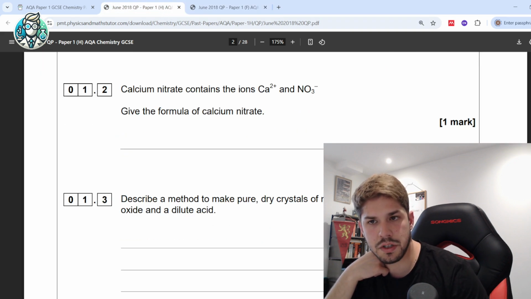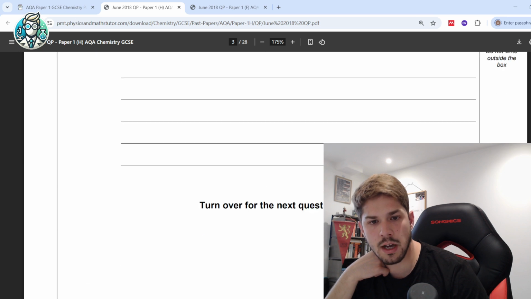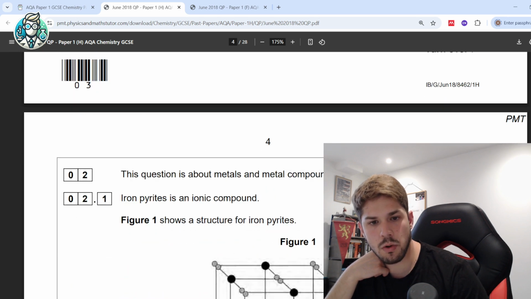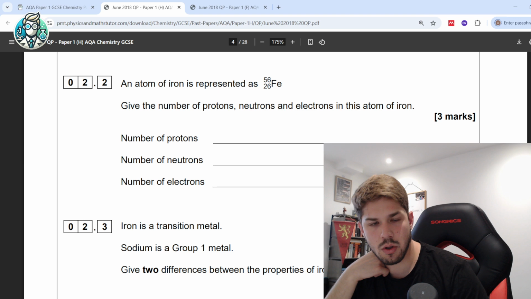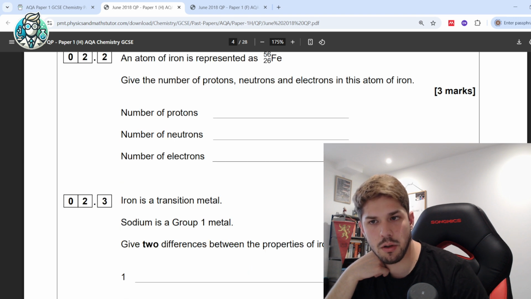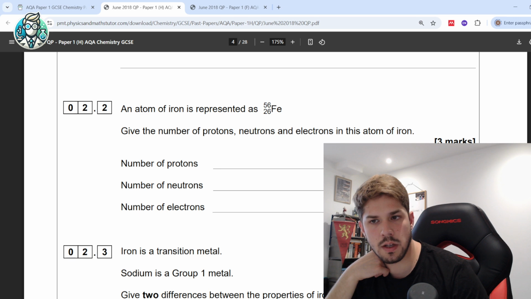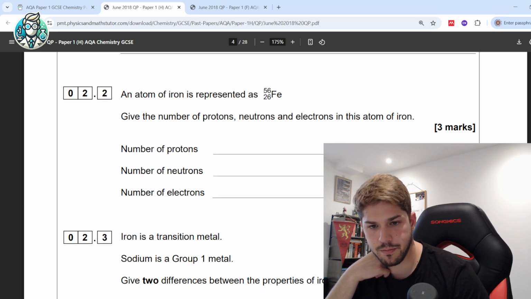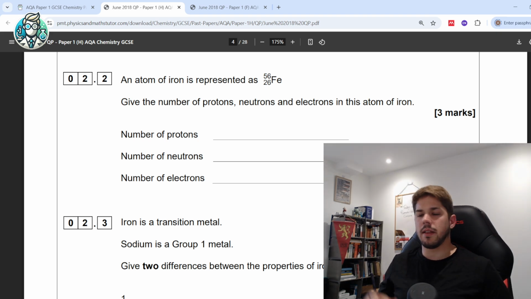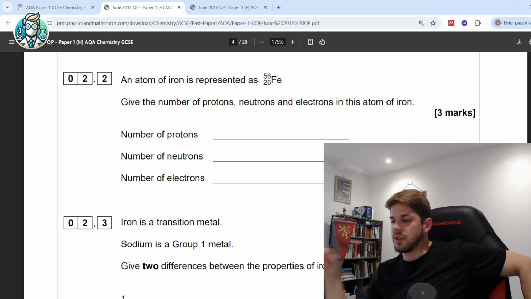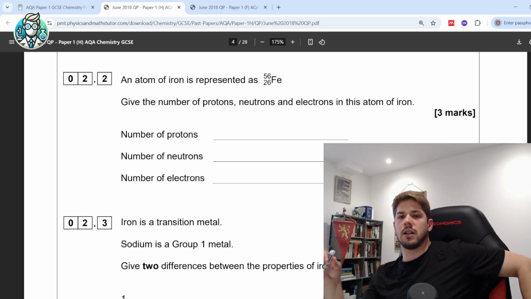I would love to do the 6-mark question, but we do not have time. So we will go to this one, which is in both, in higher and in foundation. They tell me that one atom of iron is represented as 56 26 Fe. And they ask me, give me the number of protons, neutrons, and electrons in this atom of iron.